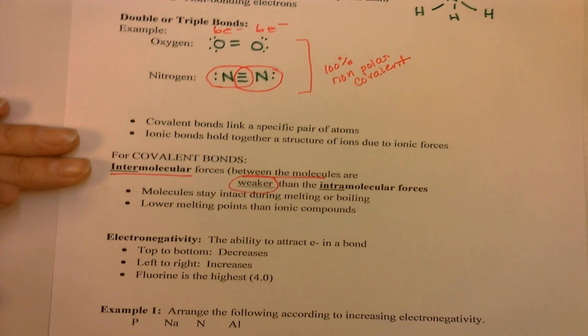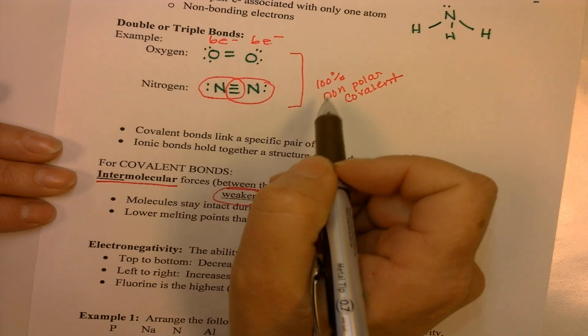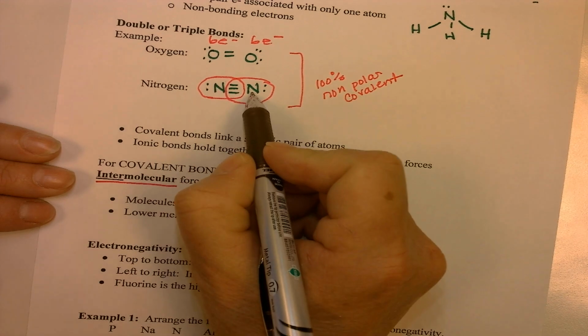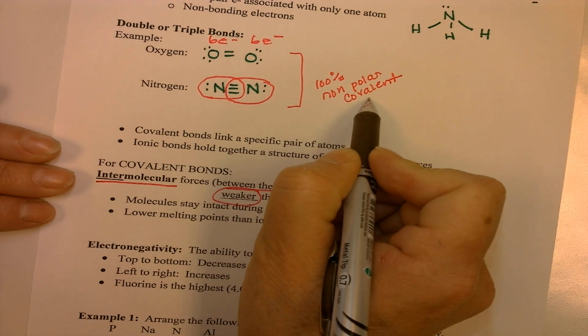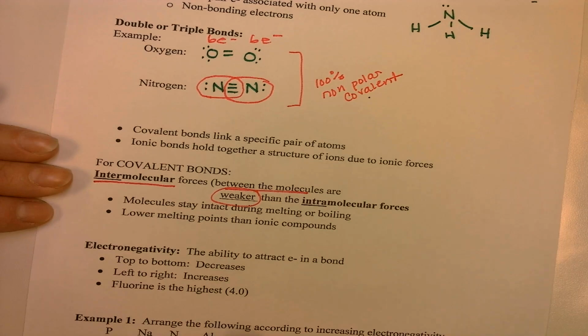So if we move down here, we talked about double and triple bonds, that if they are the same element, they are nonpolar covalent because they have the same electronegativity.